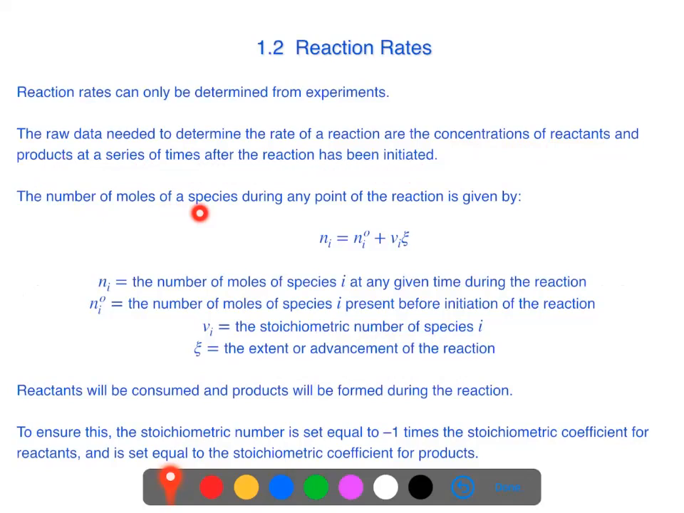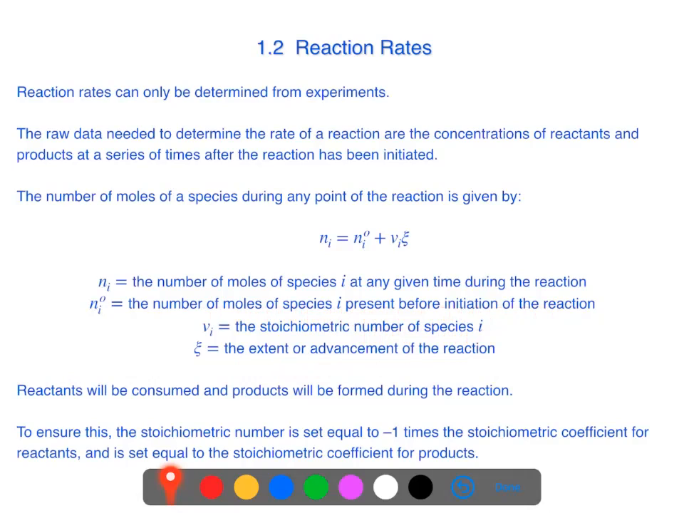So the number of moles of a species during any point of the reaction can be given by this expression, where we have N subscript i representing the number of moles of a species i at any given time during the reaction. That is equal to N subscript i superscript naught, the number of moles of species i present before the initiation of the reaction, plus the stoichiometric number of the species i, and xi, which is the extent or advancement of the reaction.